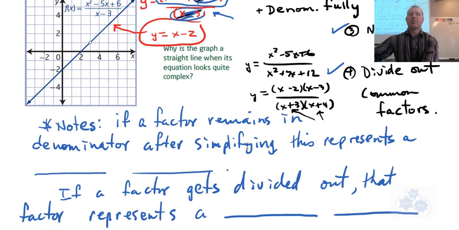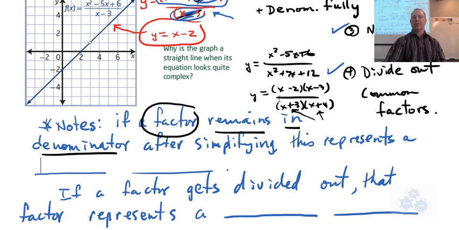All right, so asymptotes and gaps. We talked a little bit about this, so let's formalize this in 9.2, okay? So if a factor remains in the denominator, sorry, it's a little bit messy and now these notes are getting a little bit convoluted, but if a factor, a binomial factor especially, or just x, remains in the denominator after simplifying, this represents a, what goes in the blanks there? Who remembers?